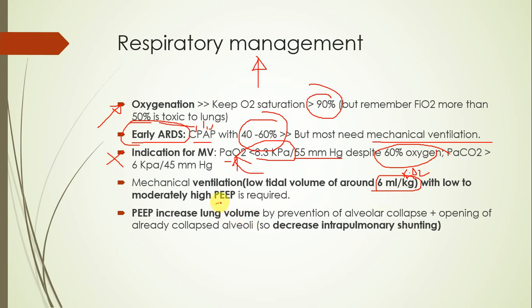So PEEP is positive end expiratory pressure. The reason we add PEEP is given here. PEEP increases the lung volume by putting pressure on the alveoli, so preventing the collapse. And sometimes it can open some of the alveoli which have been collapsed for a long time. And in this way, we are expanding the alveoli and decreasing the intrapulmonary shunting, thereby improving the VQ match. So previously it was a mismatch, so we are trying to match the ventilation with the perfusion, improving oxygenation and probably leading to an improved outcome.